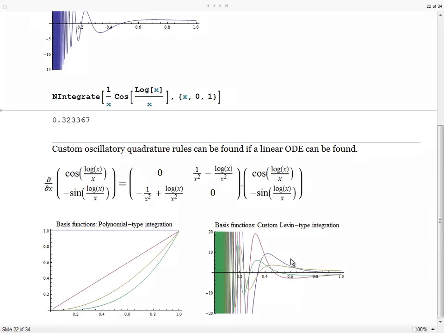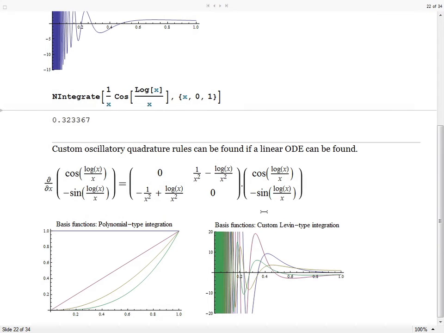In this plot I've shown a few of the basis functions that are used by NIntegrate when computing this numerical integral using a Levin-type method. You can see that unlike the monomial basis functions of a general-purpose integration rule, these basis functions bear a strong resemblance to the shape of our integrand, and in fact they make the integration very efficient.